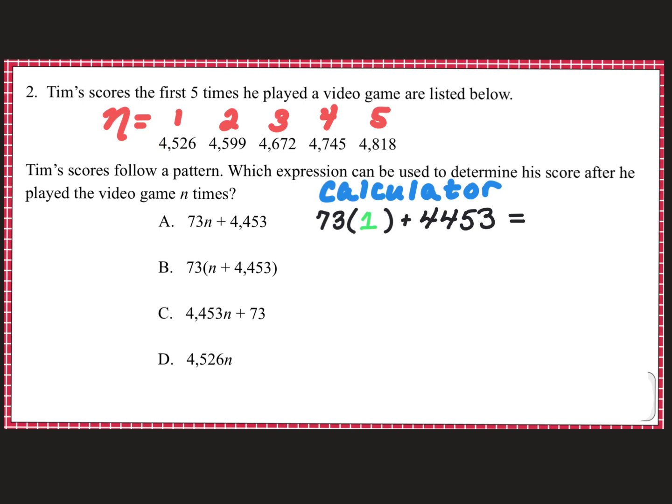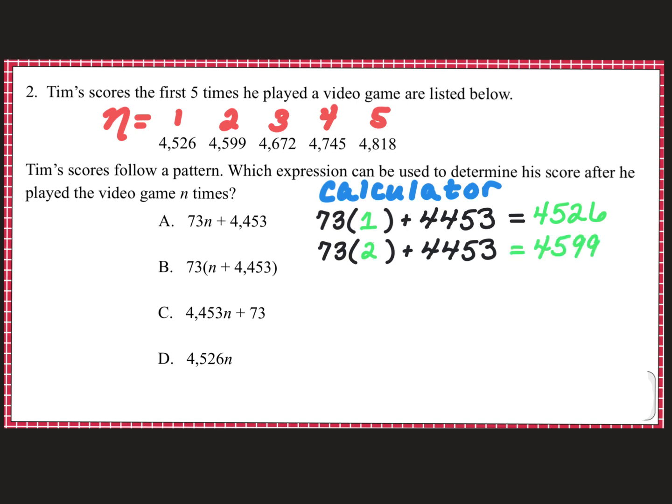It does. To make sure it continues to work, I try a second value, I plug in 2, and I get 4,599, the second term in the pattern. So, lucky me, choice A works. So many of these questions can be answered just by simple substitution. I will show you now how to calculate the actual pattern that you see.